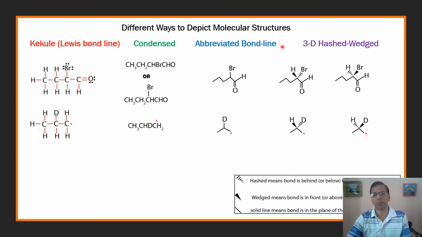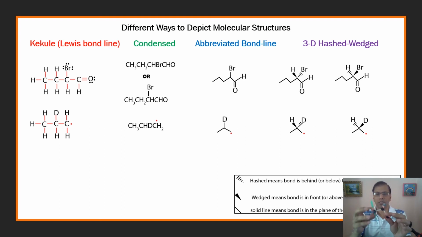For the abbreviated bond line, you draw the carbon skeleton in zigzag format. So the end of the line is a carbon here. There's a carbon here and this carbon. So that's these 3 carbons, and this carbon has a single electron. And this is the center carbon, which is attached to a deuterium. So this is the example.